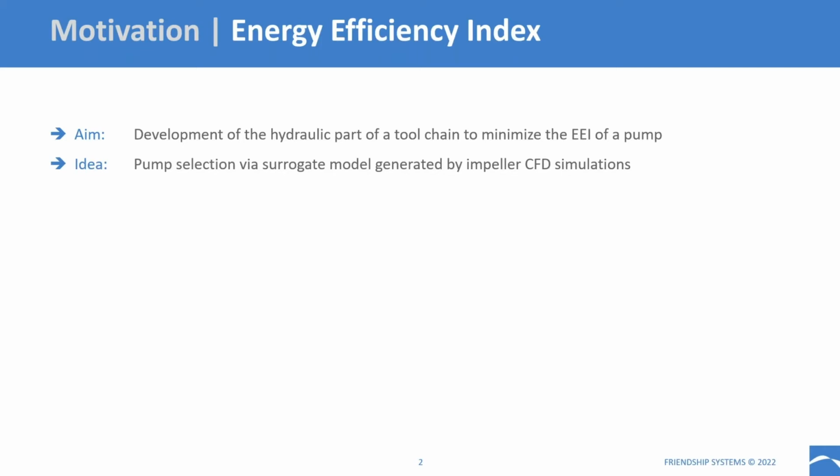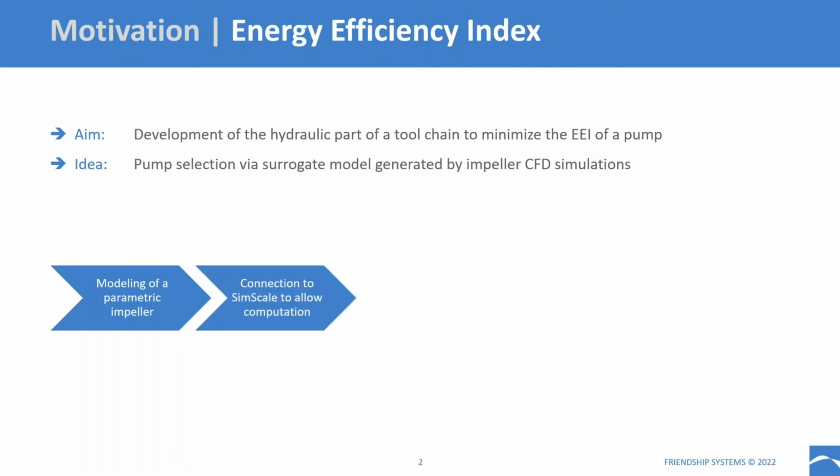That's, so to say, the concept that we're trying to follow. And the different steps that we did were, first of all, we need to start with modeling of a parametric impeller, so that we have a geometric representation of the impeller that we can easily change and vary. The next step is then to connect this geometry representation to SimScale to allow computing it and analyzing the performance.